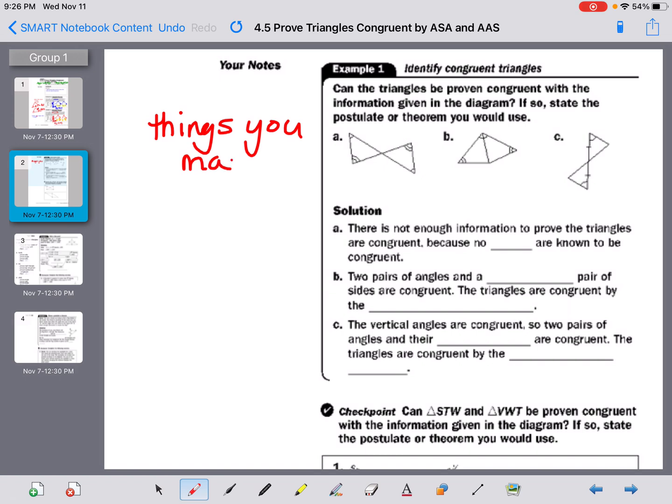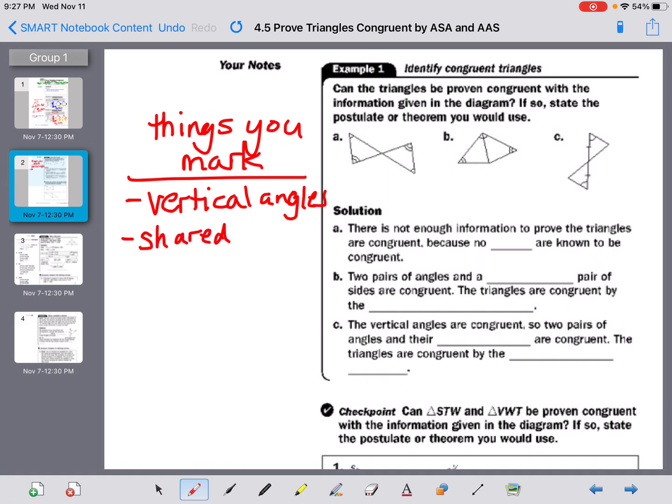And that's going to be important to know what else can we mark. So, some things to look for. Vertical angles, okay? If your triangles are joined and there's an X there, look for vertical angles. That's often a set of angles we can mark. Another big one to mark yourself is anytime there's a shared side. If both triangles use the same side, mark it, okay?